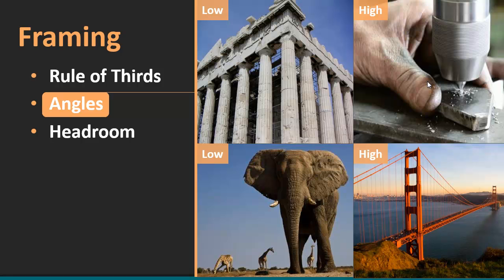Contrast that with high angle shots like what we have over here. High angle shots tend to be more intimate, or they're used to provide detail like you see in the upper shot there in this machine shop. Or they provide context, in this case this shot of the Golden Gate Bridge.